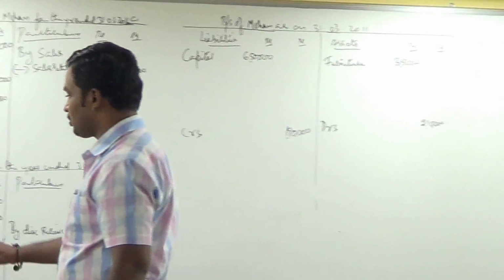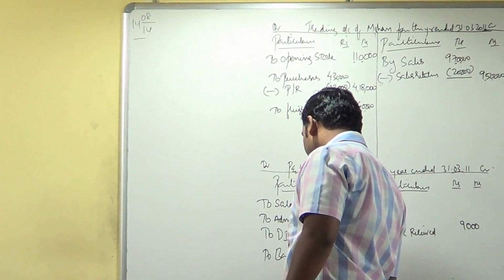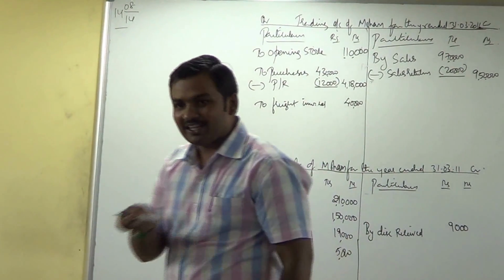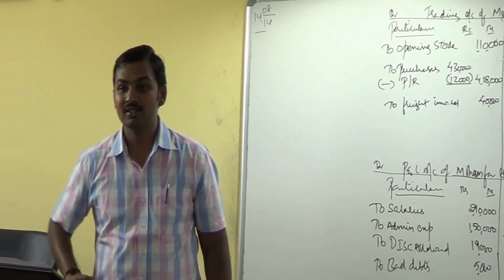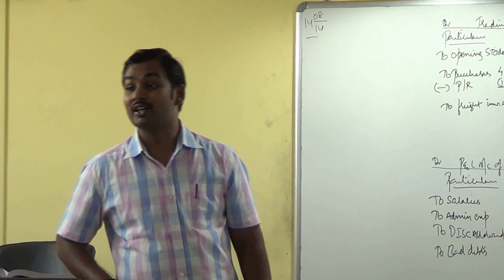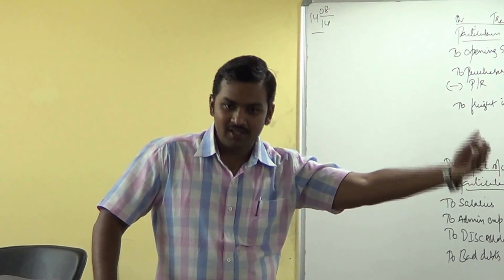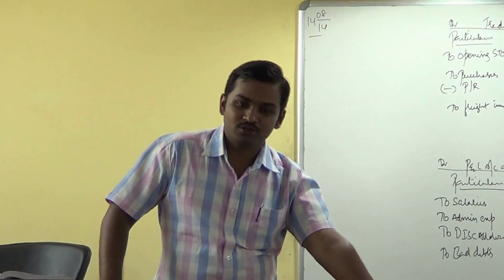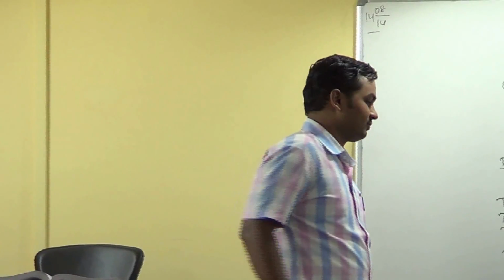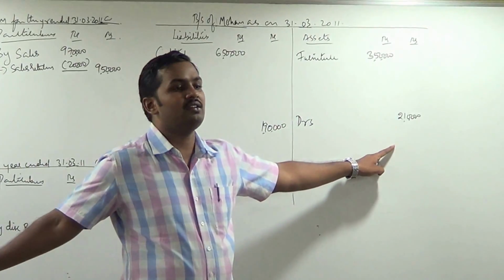So where do you show bad debts? Profit and loss account. To bad debts. How much? 5,000. My question is, should you subtract it again from debtors, receivables? No. Entry is already passed. Debtors have already been reduced. So you need not subtract them again. These are debtors after subtracting bad debts.